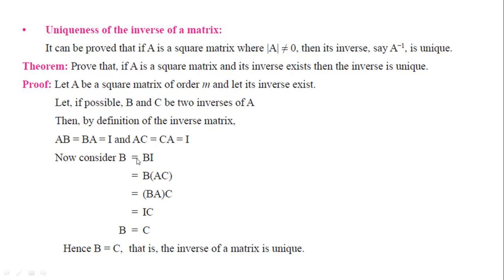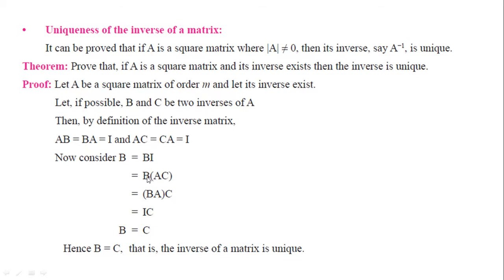Now B can be written as B into I. It is possible because if you multiply the identity matrix with B, it gives B. So B into I is always B. Now keep B as it is. In place of I, you can write A into C, because A into C is I. So we use these two equations.